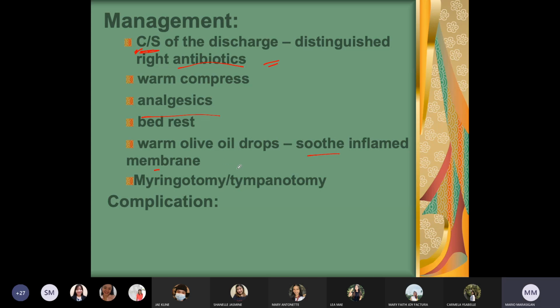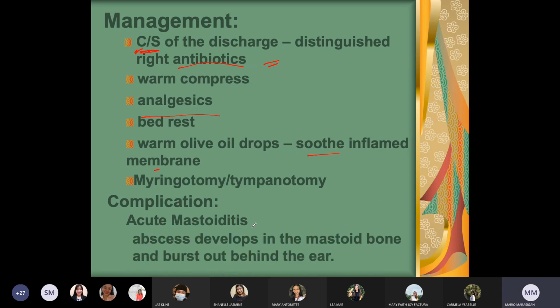Surgical management, then you have your myringotomy or tympanotomy. Complications: I said a while ago that it can affect your mastoid bone, because it's just behind your tympanic membrane. So it can affect your mastoid bone and lead to mastoiditis. Acute mastoiditis is an abscess developed in the mastoid bone and can also burst out behind the ear.